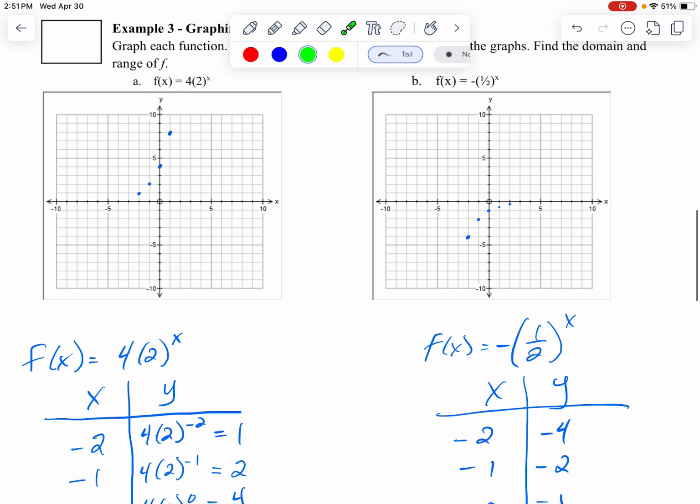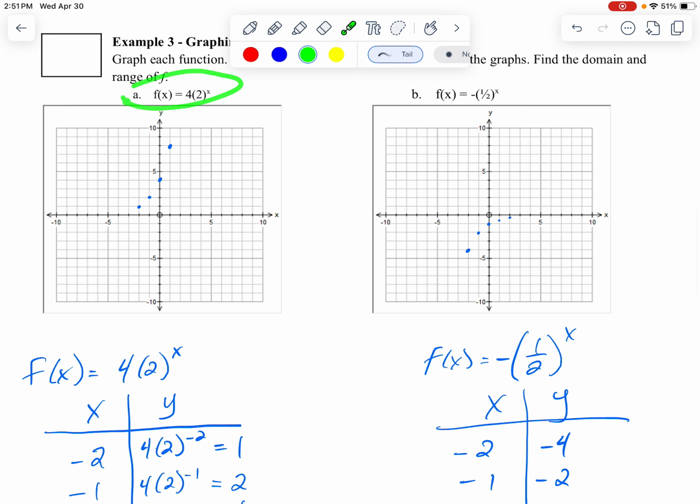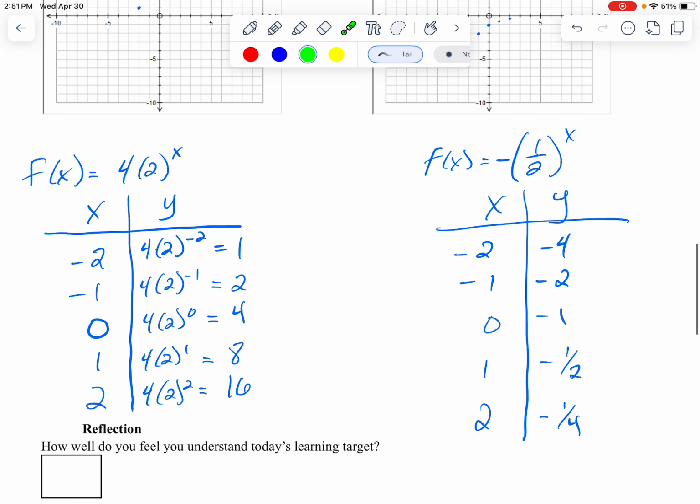So example 3, part A, here's our equation. f of x is equal to 4 times 2 to the x power. When you're graphing these, you want to choose some values of x and evaluate. Plot those points, and that will give you the general shape. Once you know the general shape, 3 points is probably going to be enough to get you there.